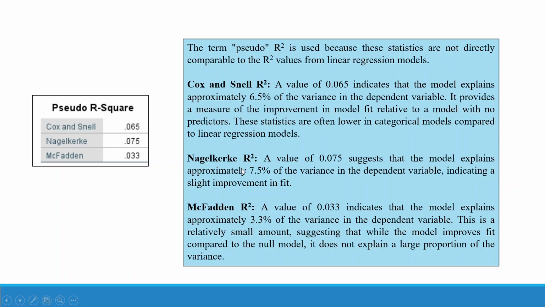We start with Nagelkerke R-square. A value of 0.075 suggests that the model explains approximately 7.5% of the variance in the dependent variable, indicating a slight improvement in the fit. McFadden R-square, a value of 0.033, this one, indicates that the model explains approximately 3.3% of the variance in the dependent variable. This is a relatively small amount, suggesting that while the model improves fit compared to the null model, it does not explain a large proportion of the variance.